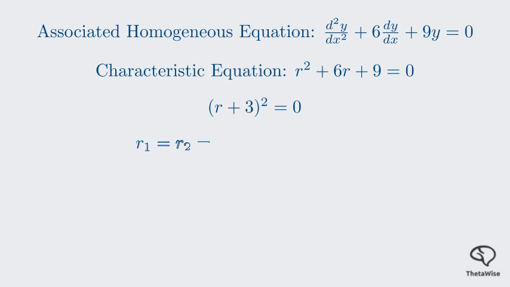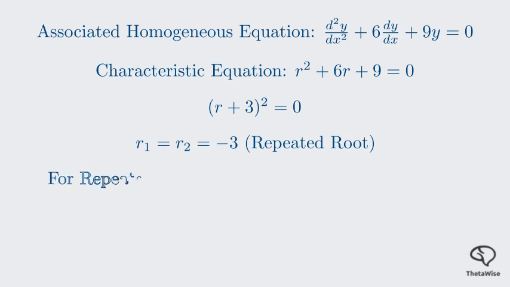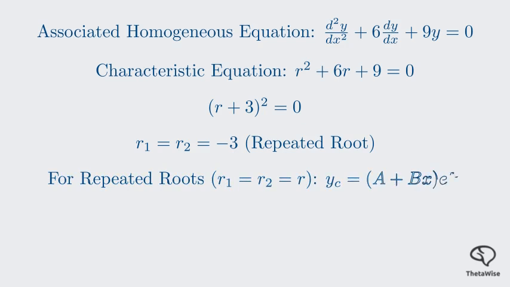Solving for r, we find that r equals -3. This gives us a repeated root. The roots are identical. The type of roots we find determines the form of the complementary solution, yc. For repeated roots, like we have here, there is a specific formula. When we have two equal roots, yc is given by a plus bx, all multiplied by e to the power of rx, where r is our repeated root. Plugging in our repeated root r equals -3, we get the complementary solution. yc equals a plus bx times e to the -3x. Here a and b are arbitrary constants determined by initial conditions, which are not provided in this problem.